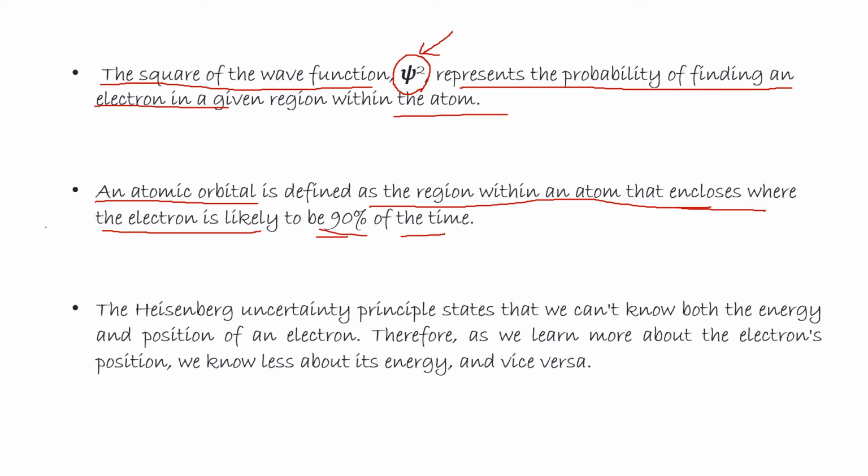The Heisenberg uncertainty principle states that we cannot know both the energy and position of an electron at the same time. Therefore, as we learn more about the electron position, we know less about its energy and vice versa.